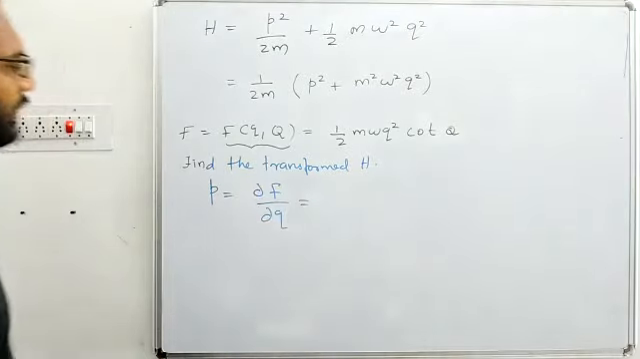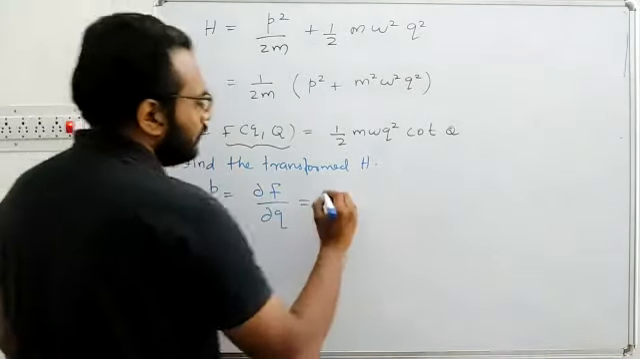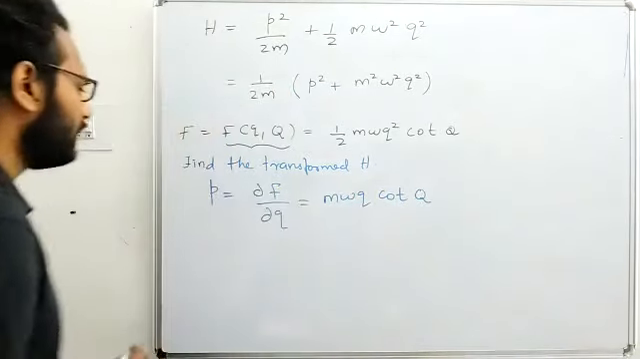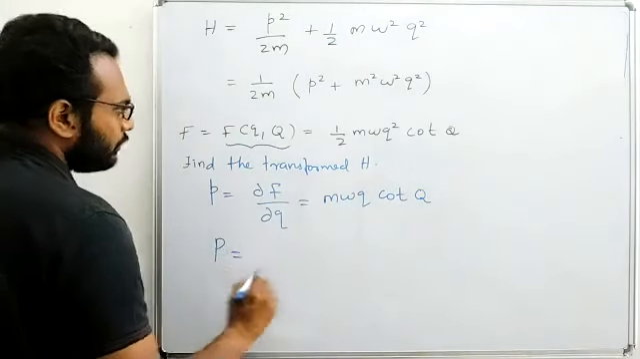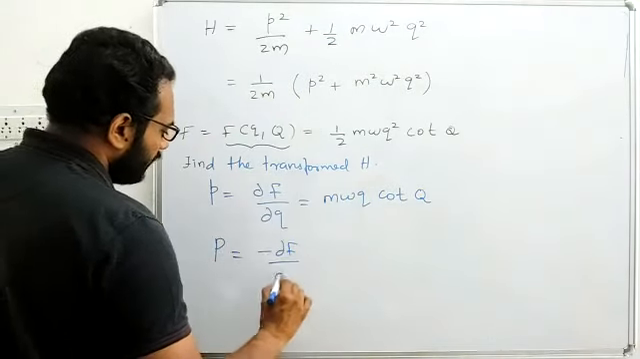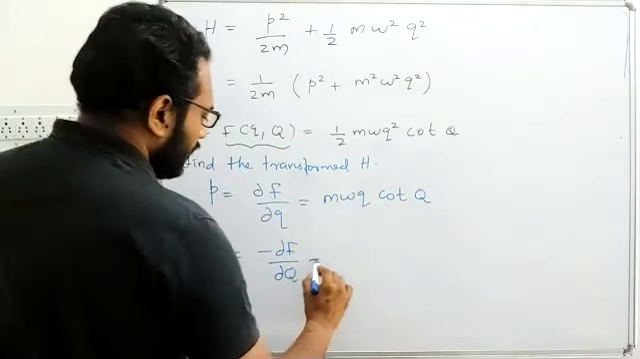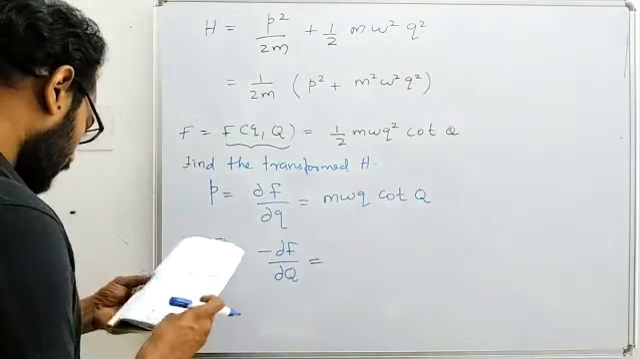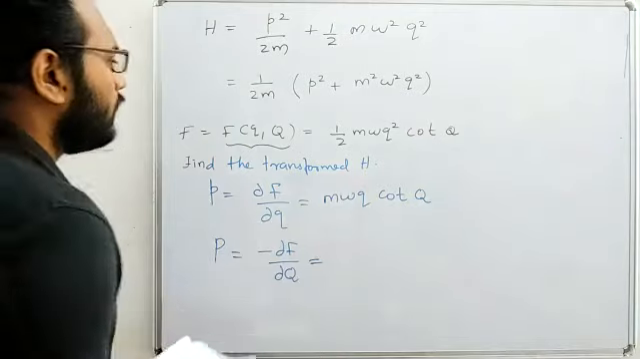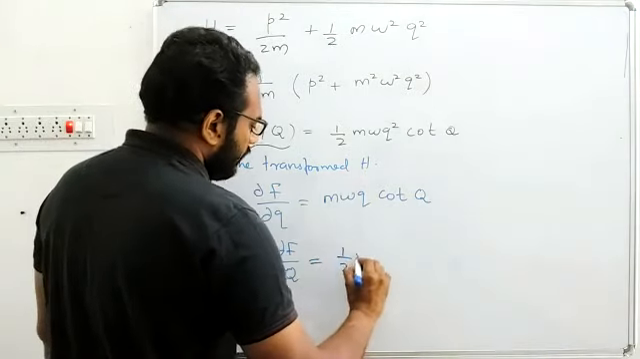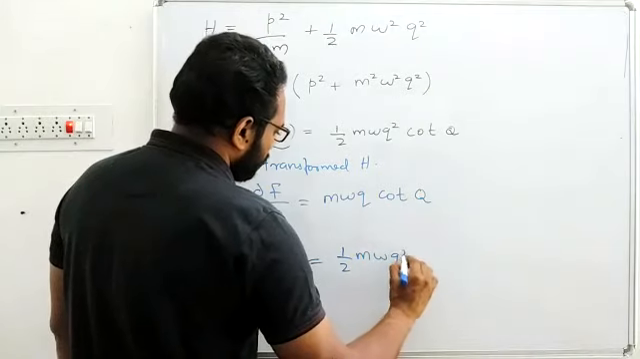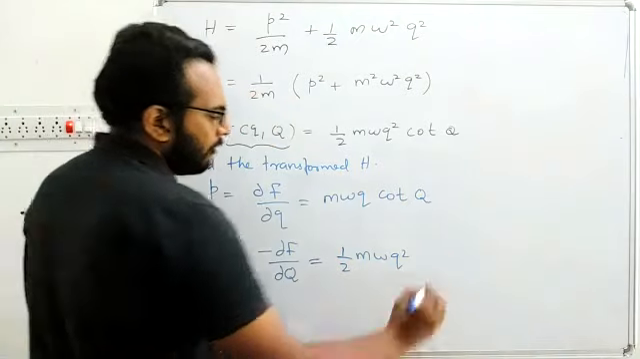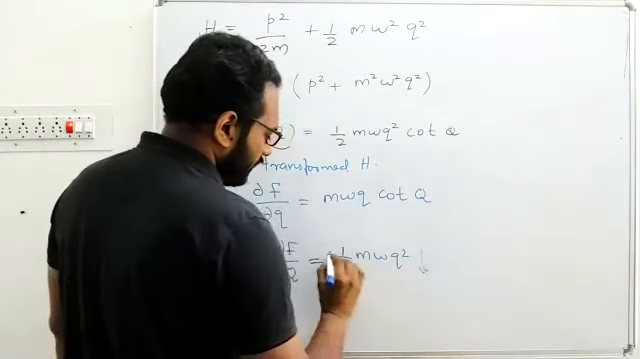Is that correct? Yeah, p is equal to ∂F/∂q, and that's equal to mω q cot Q. All right, and capital P is equal to minus ∂F/∂Q. Okay, and that's equal to, you have to take the derivative there. So that is half mω q². The derivative of cot Q is minus cosecant squared. Am I right? So there's a minus here.